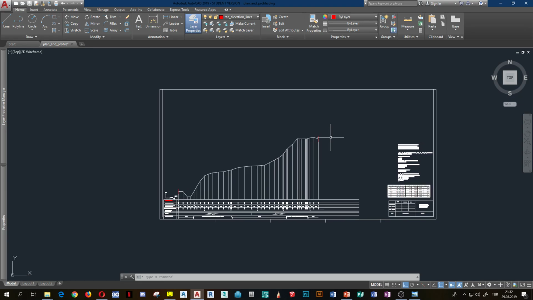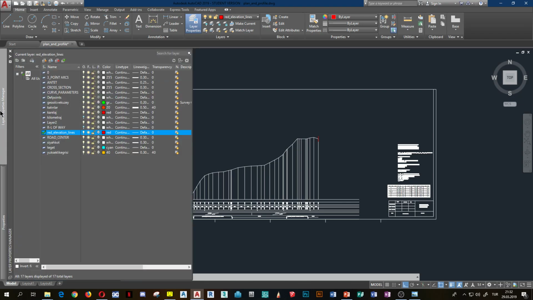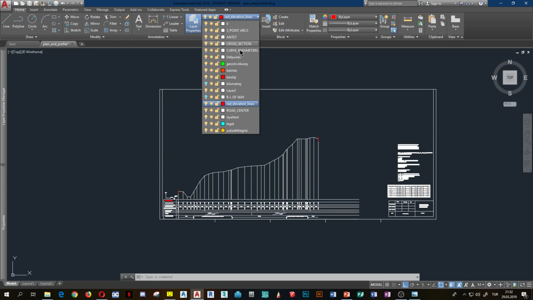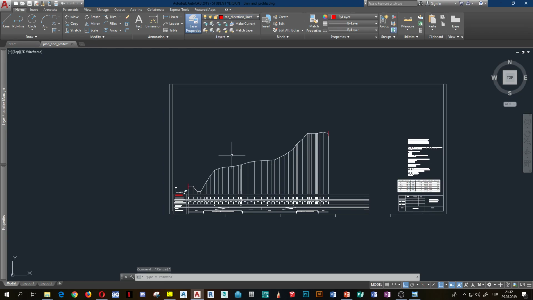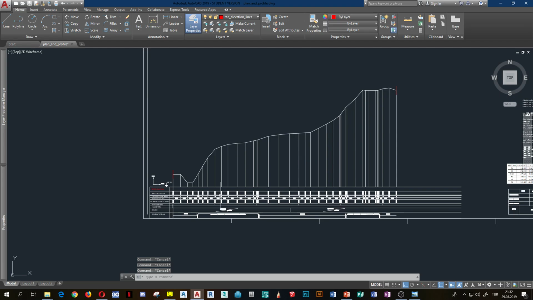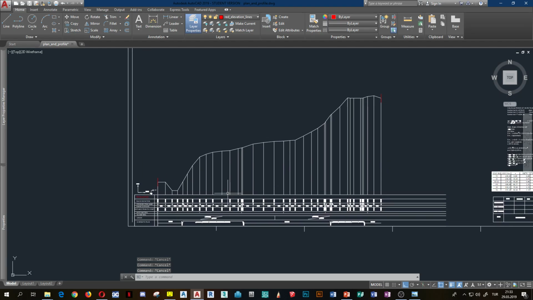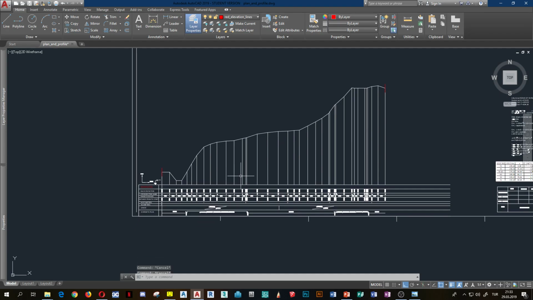Our 6 steps is drawing a profile, which is creating red lines. Firstly, create a new layer, red elevation lines, and change the layer to red elevation lines, and determine the midpoint of the vertical curve center. You have two rules about creating vertical curves.